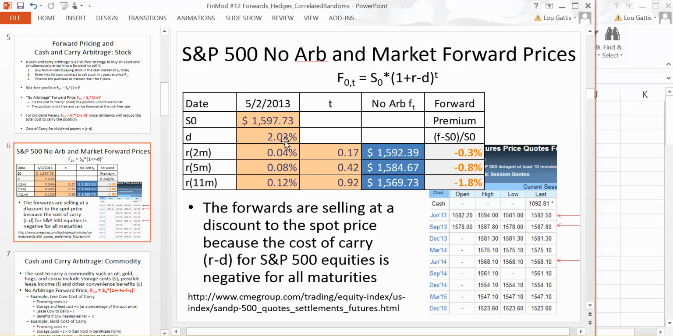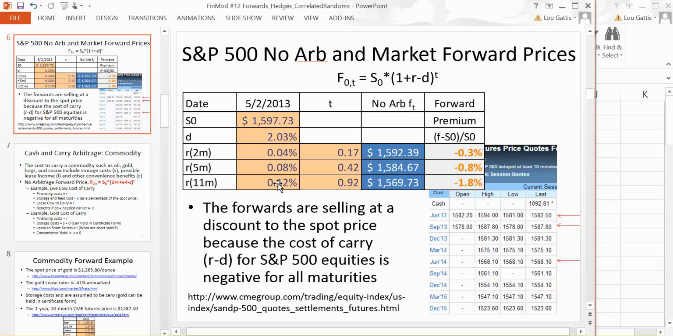Now the reason why I'm going to finance the positions at the risk-free rate or treasury is that by entering into a cash and carry arbitrage, you have a riskless position. So in theory, you should be able to finance the position at a risk-free interest rate. So I can then calculate my no arbitrage forward price for 2 months. It'll be the spot price times 1 plus the financing charge, 4 basis points, minus the dividend yield, 0.0203 or 2.03%, to the T power. So the 2-month forward price should be selling at $1,592.